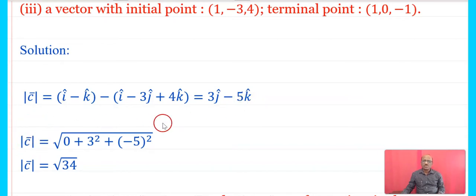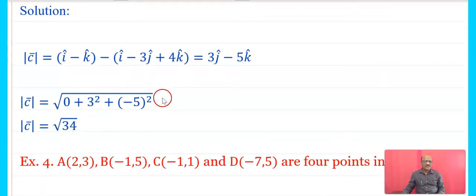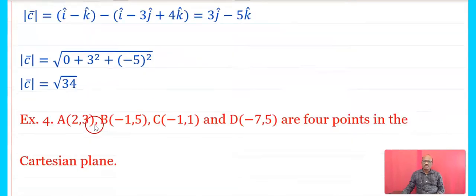And hence the mod of c bar is equal to root of coefficient of i, here 0, coefficient of j is 3, its square, coefficient of k cap is minus 5, the bracket squared. Here 3 squared is 9, and minus 5 squared is 25, therefore 25 plus 9 is 34, and hence the magnitude of c bar is equal to root of 34.